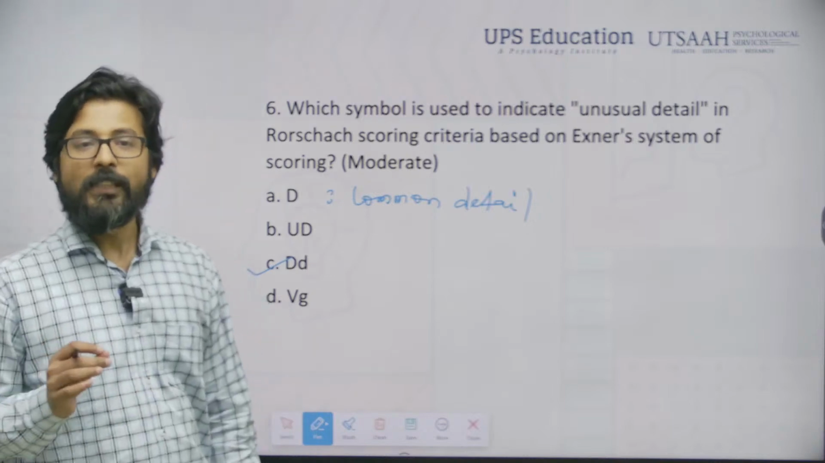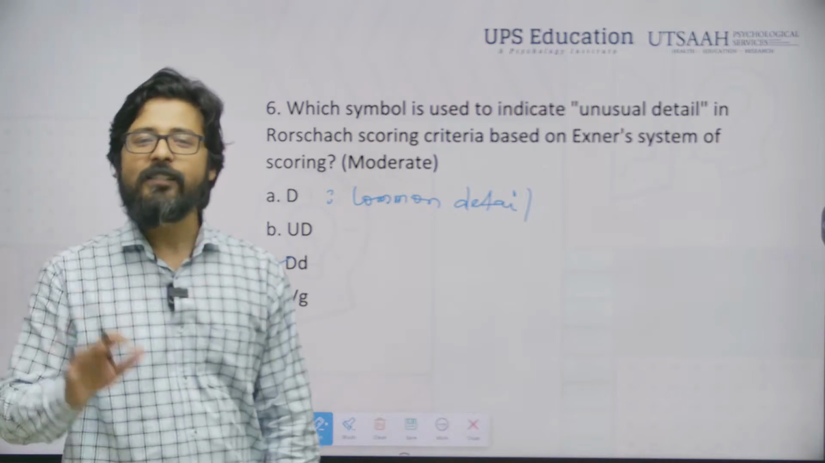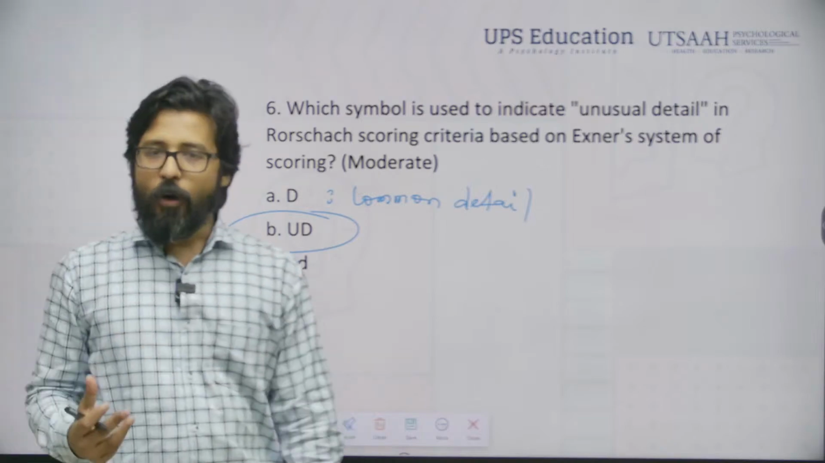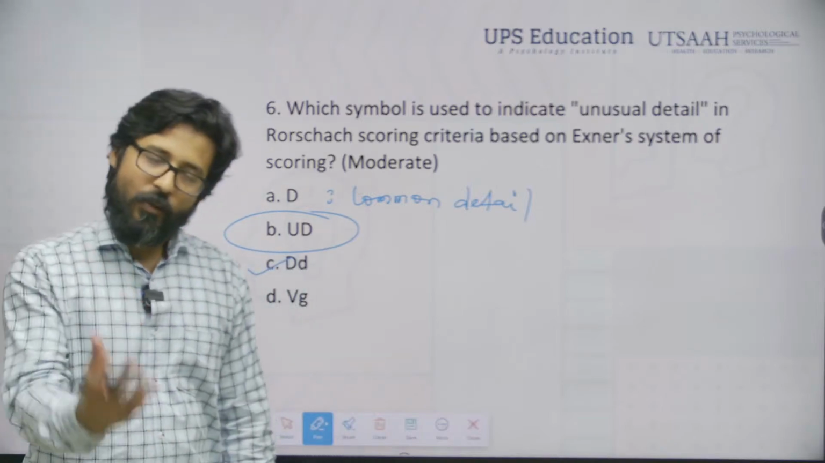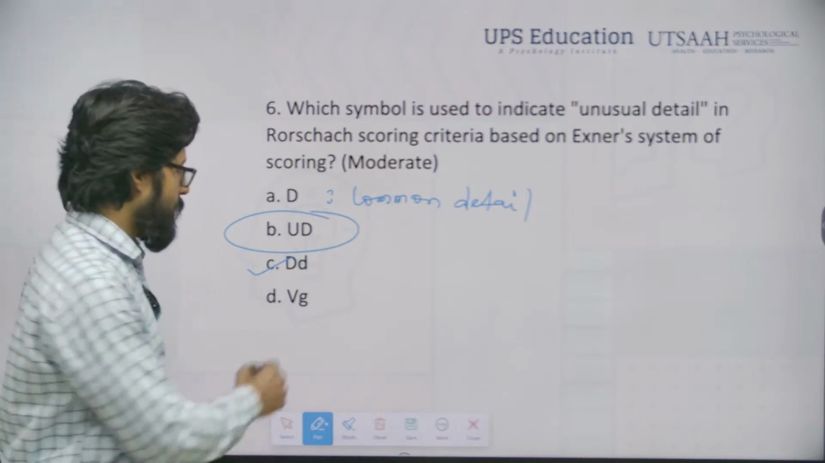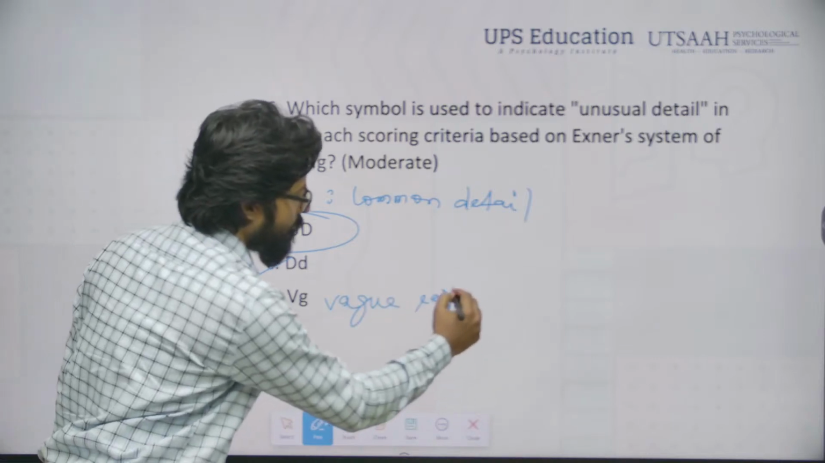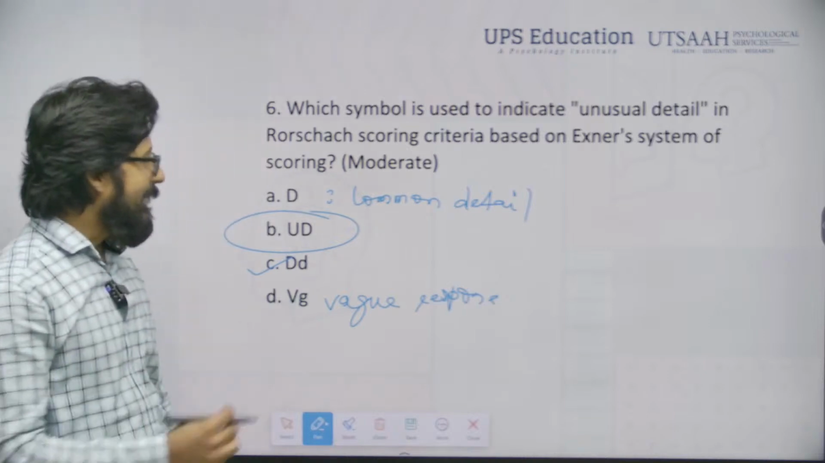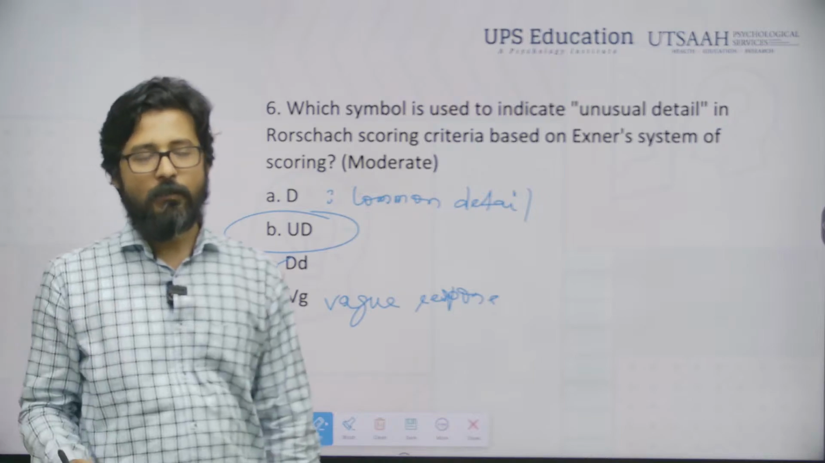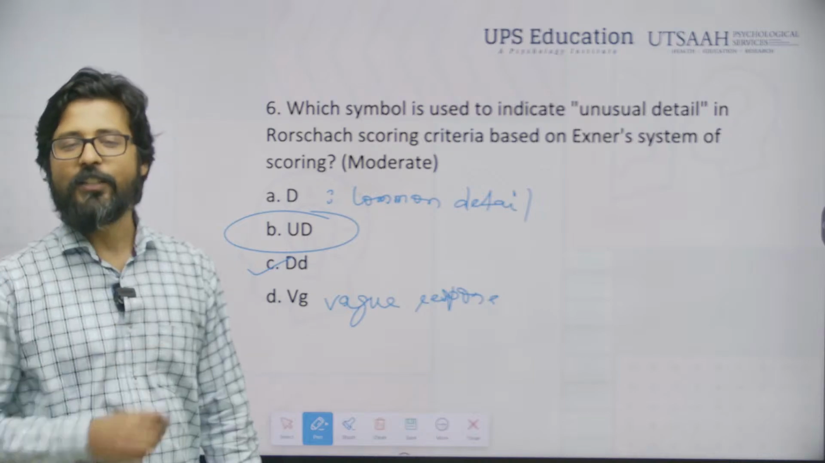So in the Exner comprehensive system, D is common detail and UD is not a standard symbol in the Exner system, right? DD, as I already told you, is unusual detail, and VG is vague response. So D is common detail. UD is not a standard symbol in the Exner system. DD is unusual detail. VG is vague responses. So the correct answer will be DD.